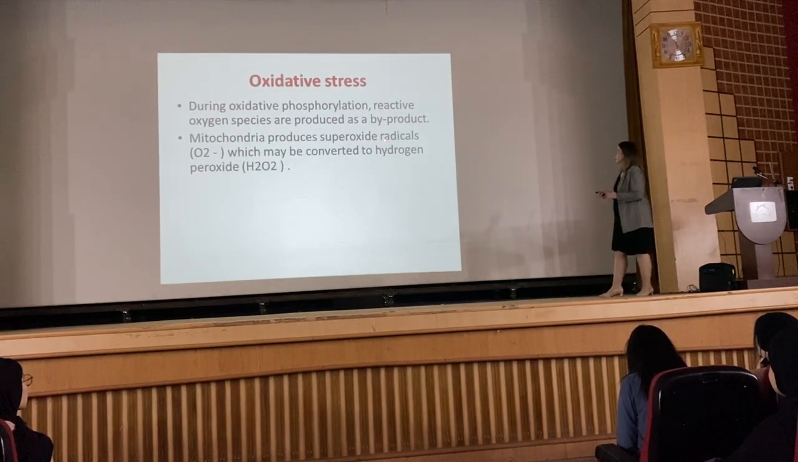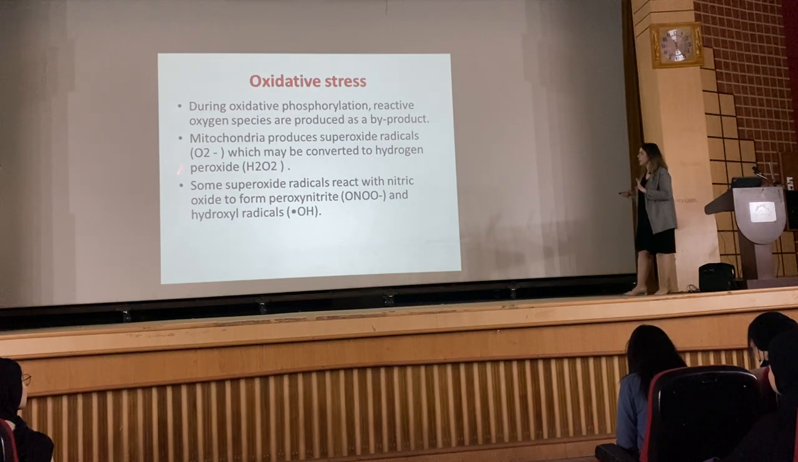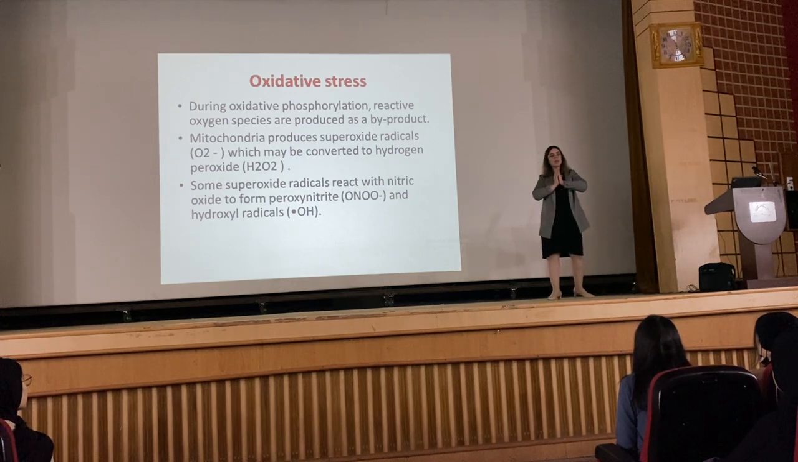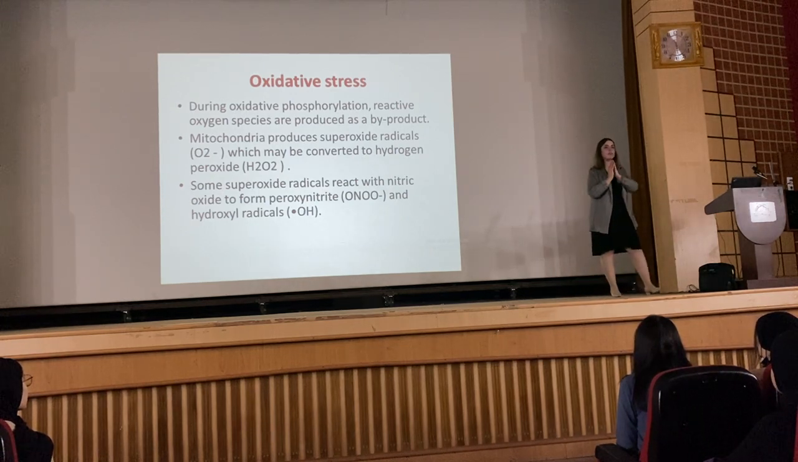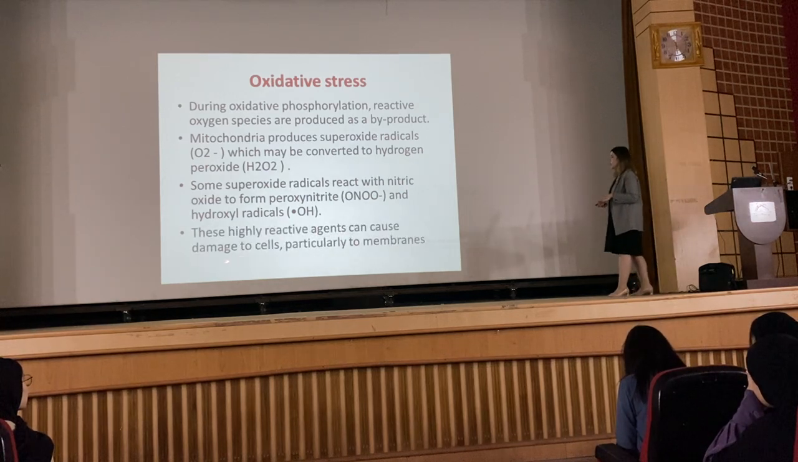Mitochondria produce superoxide radicals, which may be converted to hydrogen peroxide. Some superoxide radicals react with nitric oxide to form other reactive species. This is very important. These highly reactive agents can cause damage to the cell.